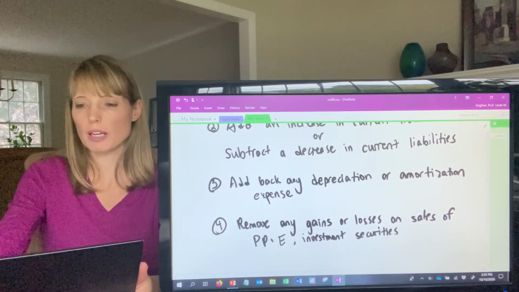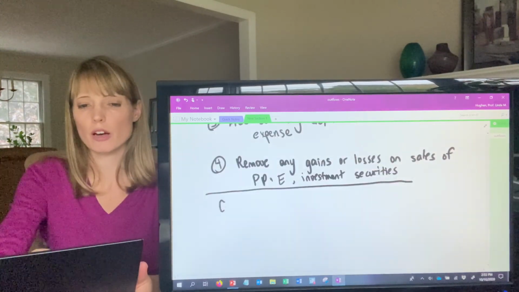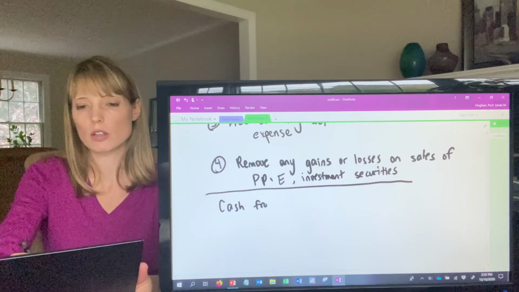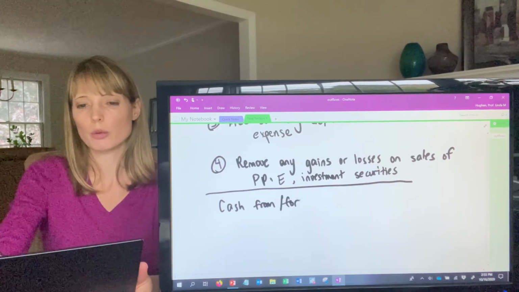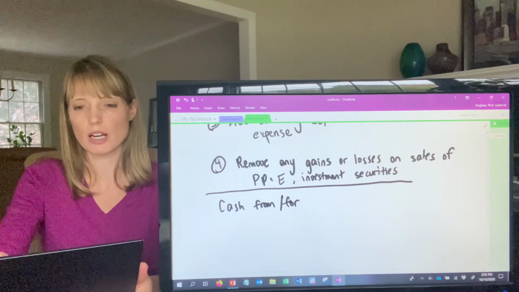And once we make these four adjustments, if we need to, then we have our cash from operating activities. Cash from or for. We say from if the net cash flow is positive, and for if the net cash flow was negative, or an outflow.